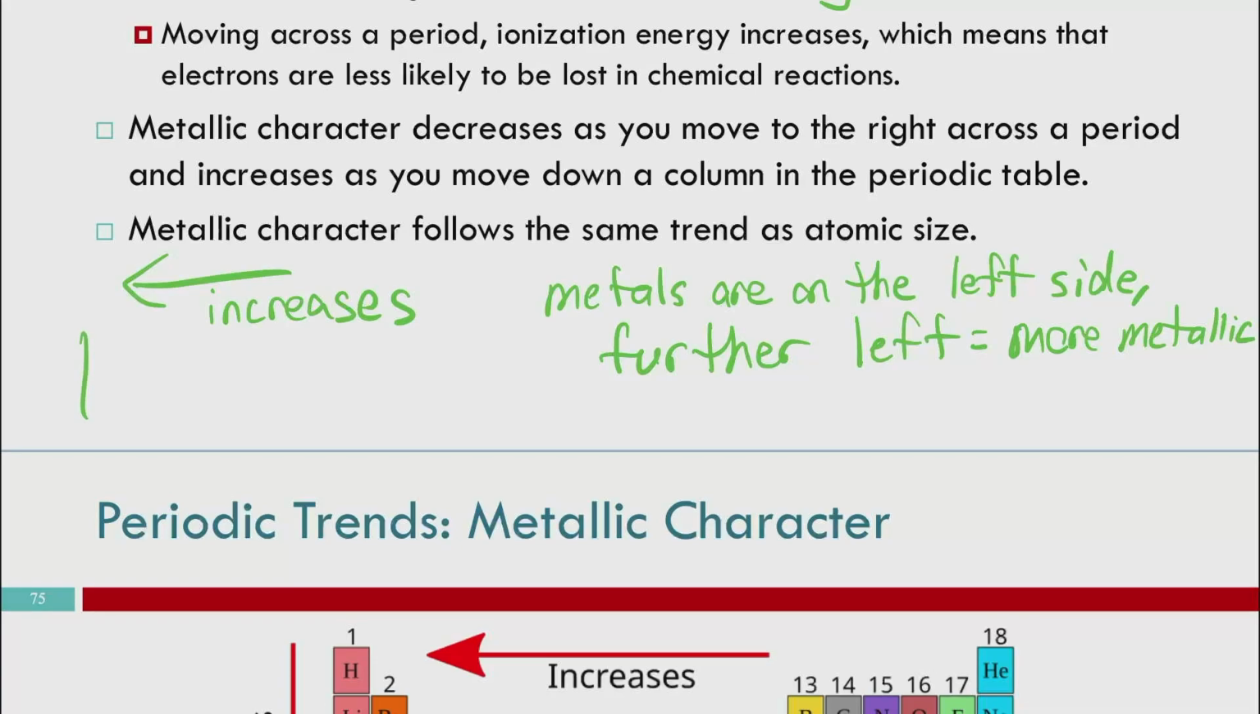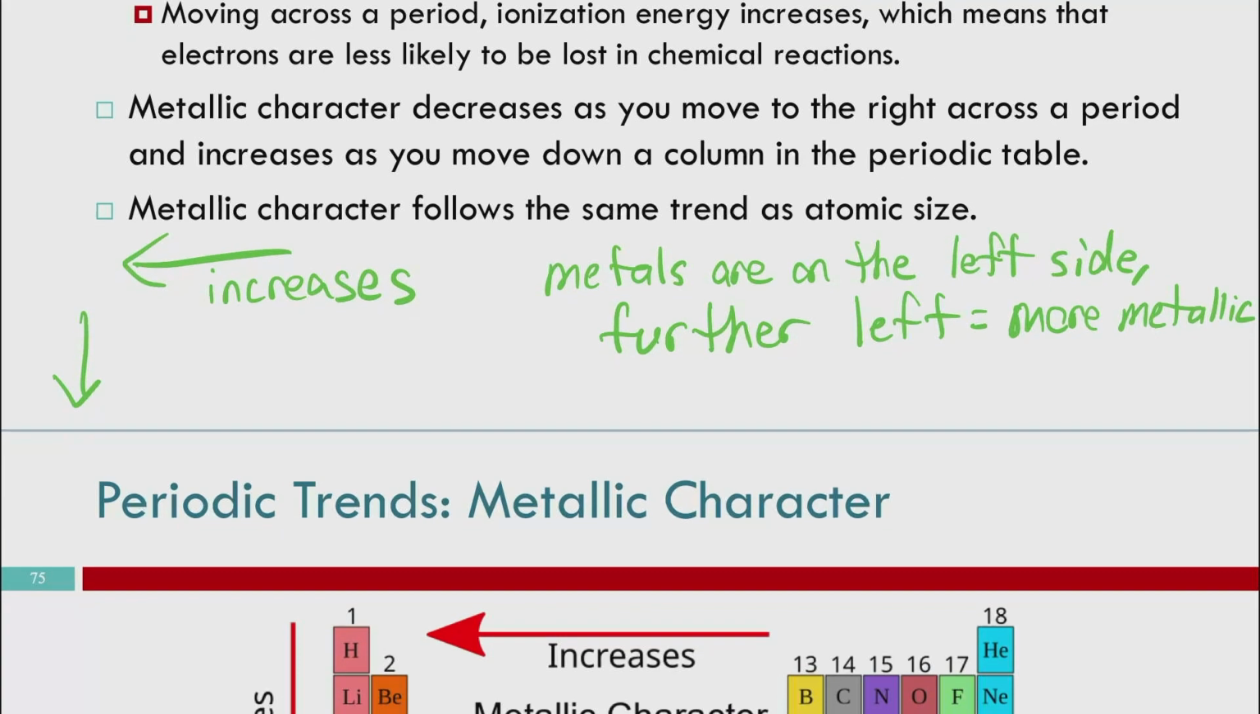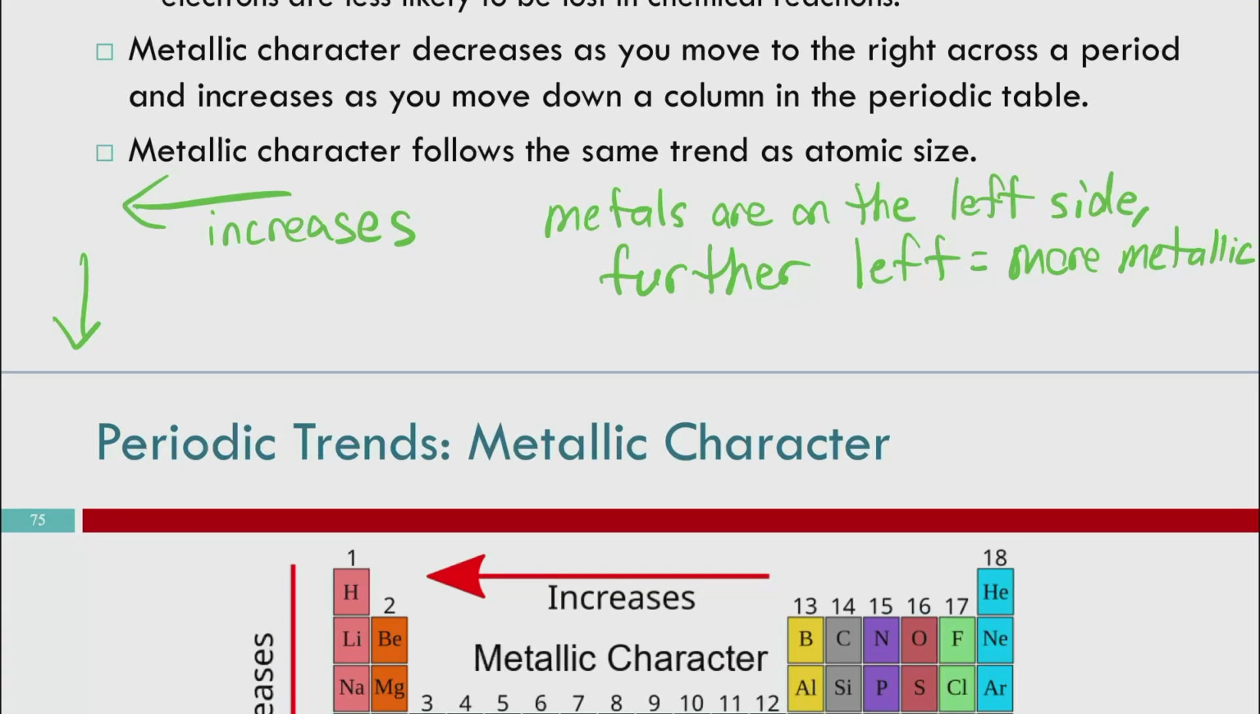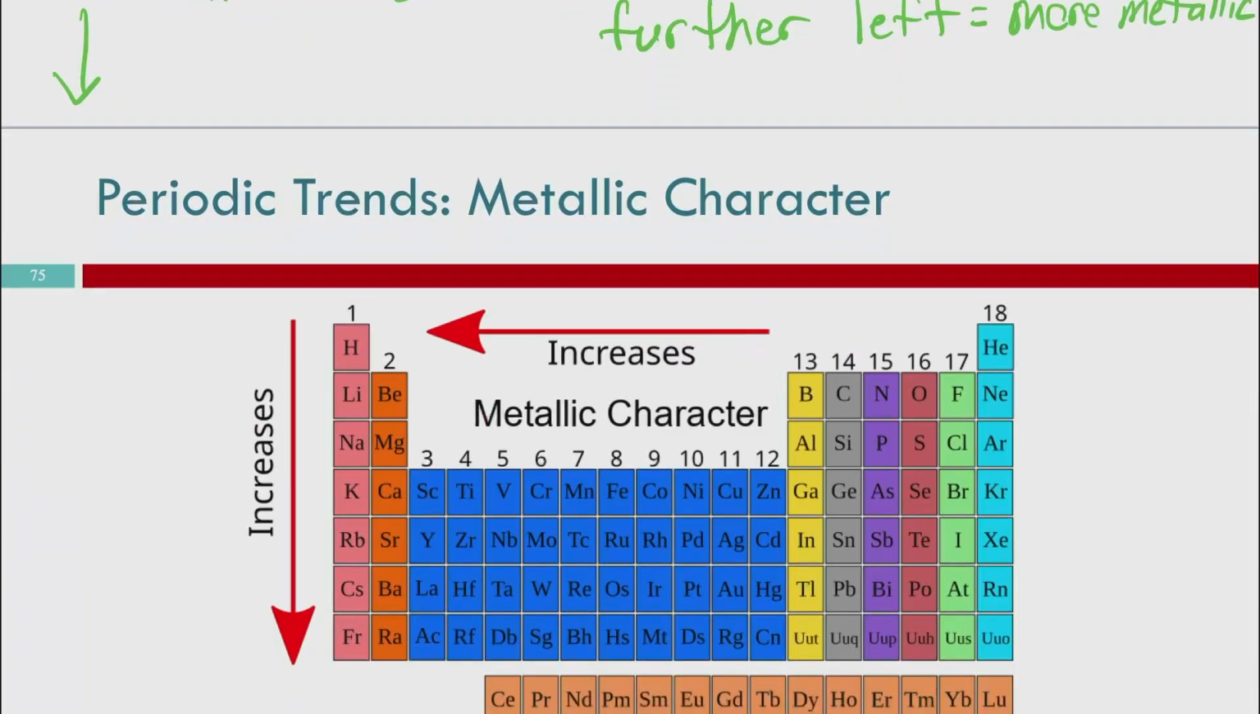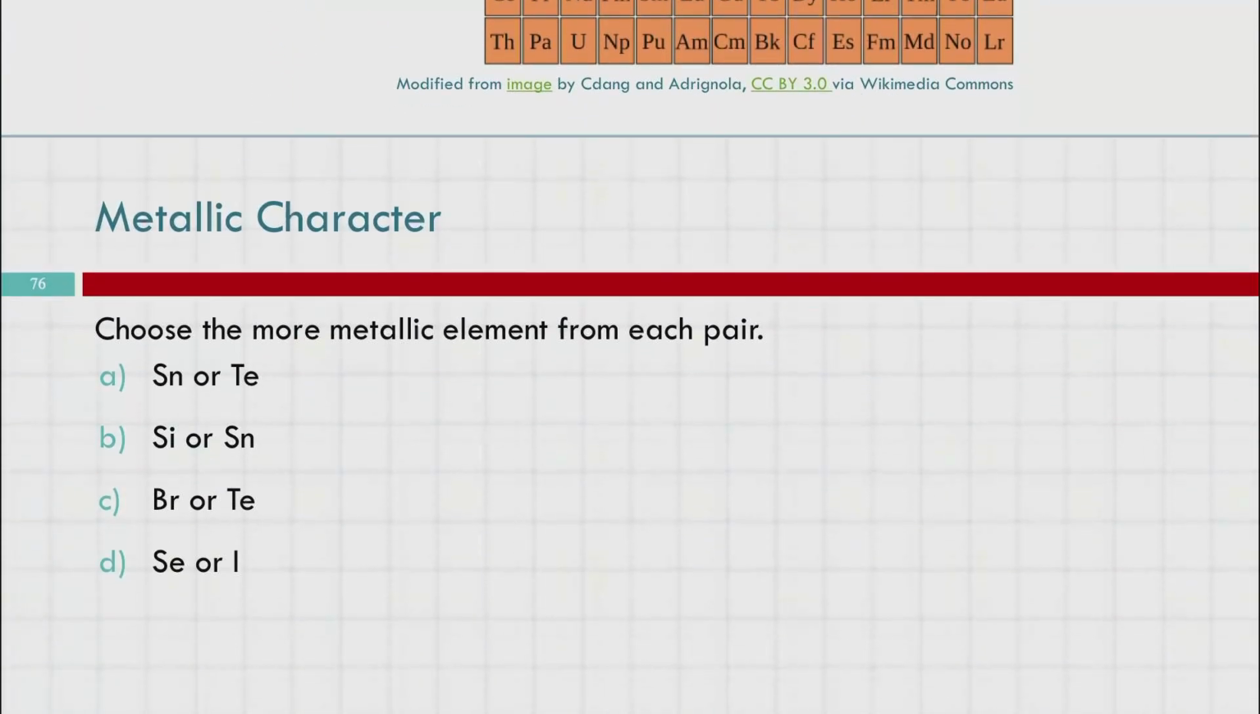And it also decreases top to bottom. Again, because they're getting bigger, so we've got more shells. The shells are further away from the nucleus in the middle. Easier to pluck off or remove those electrons. And I am not going to go over these because we've run out of time.